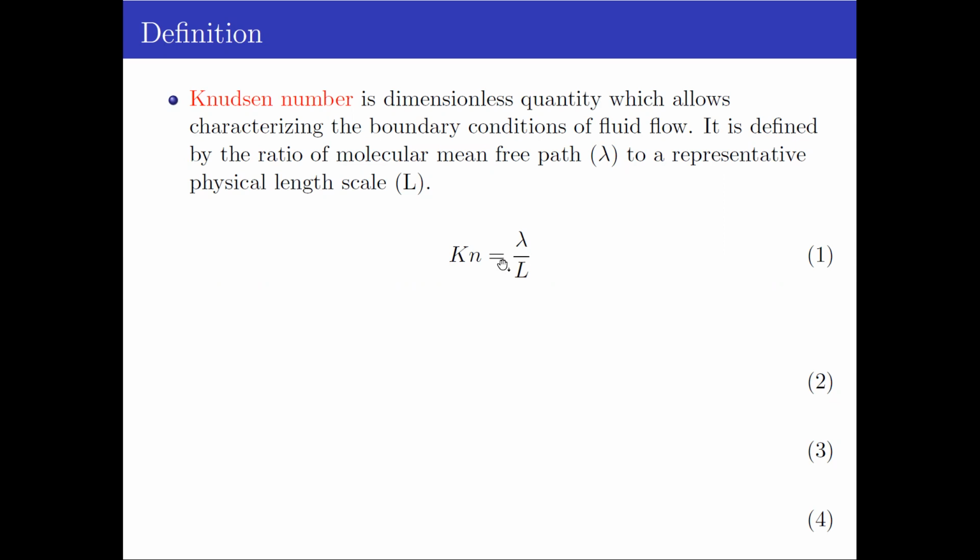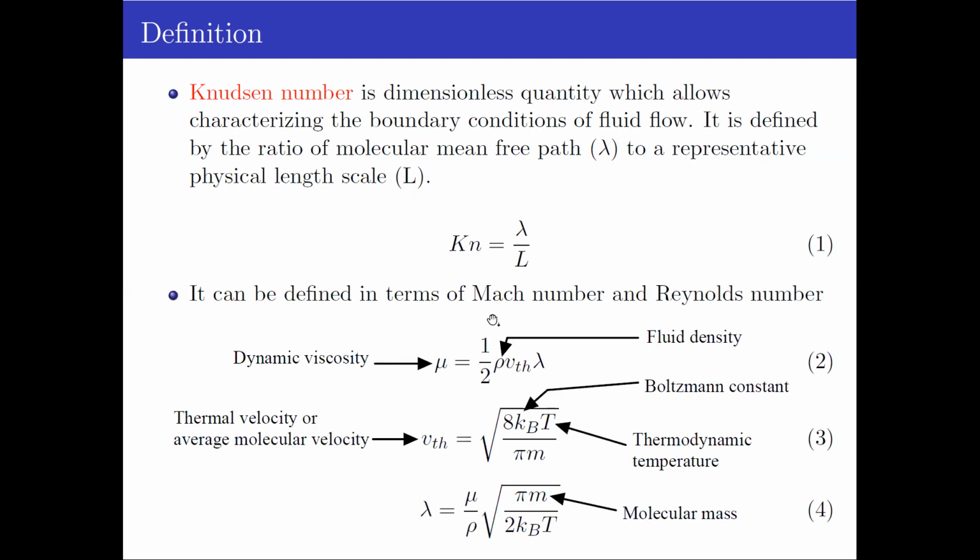But generally, to define the Nusselt number, we do not always have a mean free path. However, it can be defined in terms of the Mach number and Reynolds number that we generally have. So to define it in terms of Mach number and Reynolds number, first we define the dynamic viscosity in terms of thermal velocity and mean free path. Please refer to my other video to see how this form comes for dynamic viscosity.